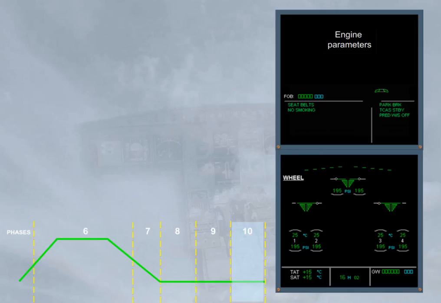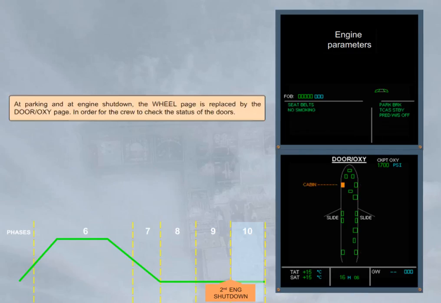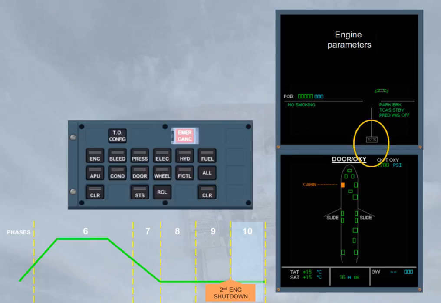At parking and at engine shutdown, the wheel page is replaced by the door oxy page in order for the crew to check the status of the doors. If, after engine shutdown, at the bottom of the engine warning display, the status caption is pulsing white, it indicates that the maintenance part of the status page holds a message for maintenance. So, the status key must be pressed to display the related status page. We will do it for you.